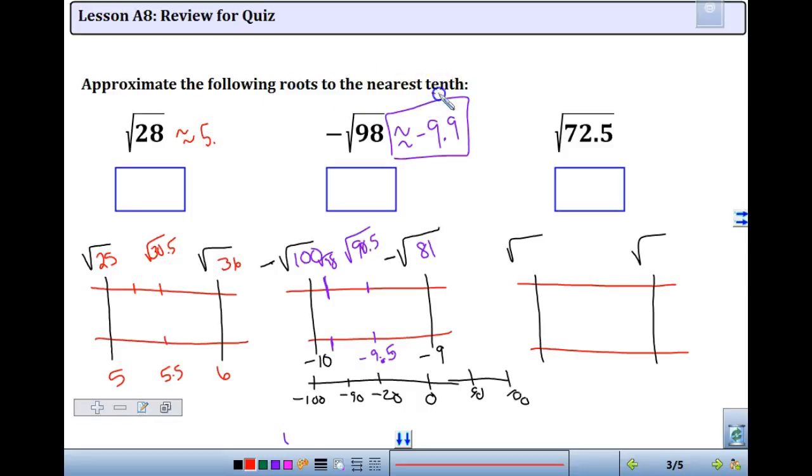And if they say to the nearest tenth, I don't want 5.35. Would I take 5.3? Yes. Would I take 5.4? Yes. Okay? Very good explanation. All right.